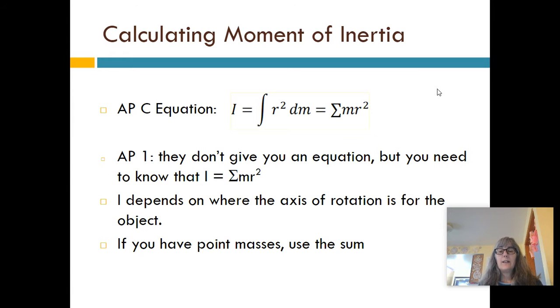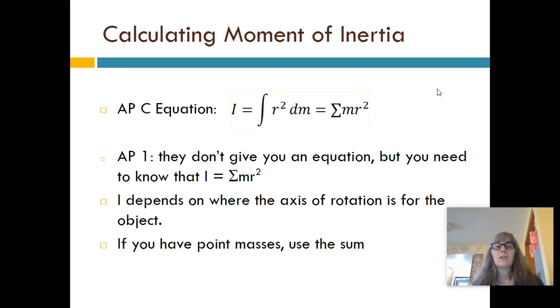So the equation that you get, unfortunately, only AP C gets an equation for this. I really don't understand how the AP folks decide what they stick on there. It is the integral of r squared dm, which should look a little familiar to those of you in AP C because we talked about that with changing mass before. We're going to get to that next week.